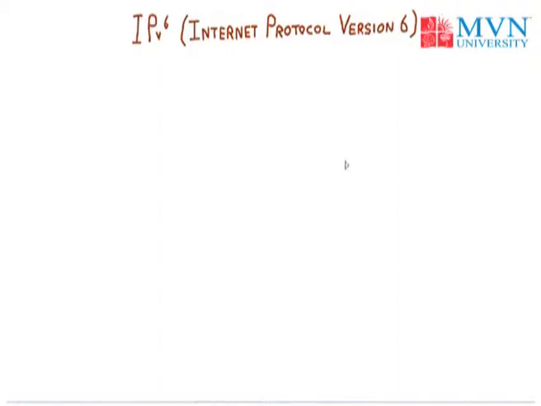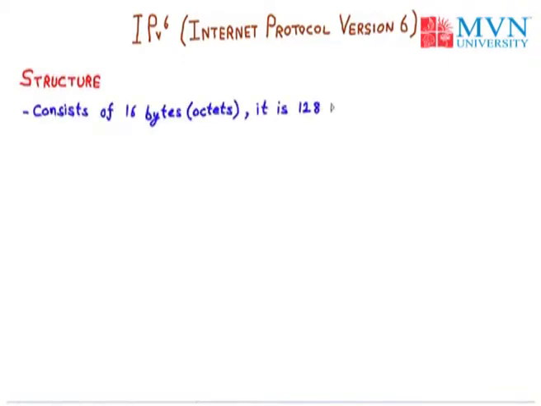So first of all, we will discuss the structure of IPv6. Well, the structure of IPv6 consists of 16 bytes or octets, and it is 128 bits long. Now, how to represent IPv6? We have hexadecimal colon notation to represent IPv6. So let's talk about it. Now we'll discuss the hexadecimal colon notation of an IPv6 address.